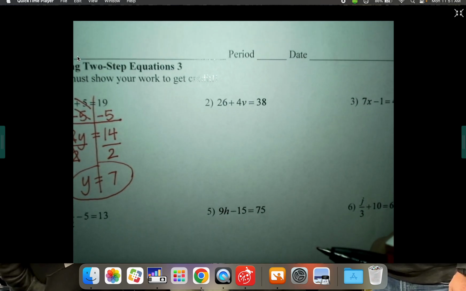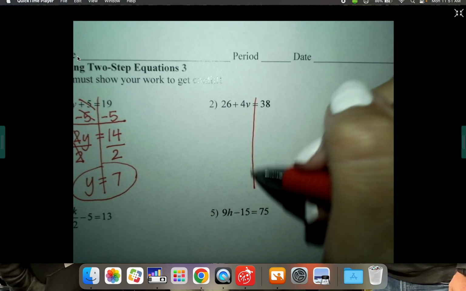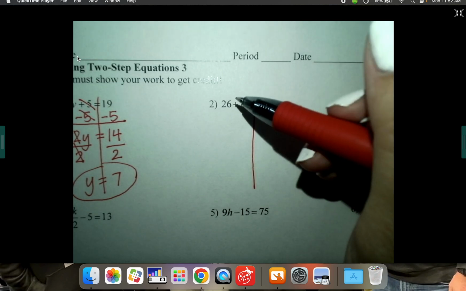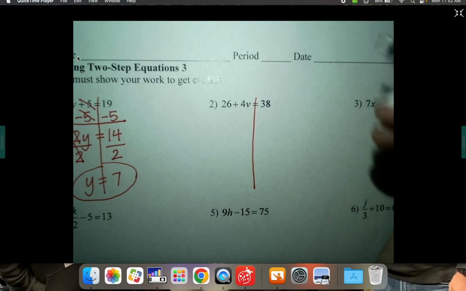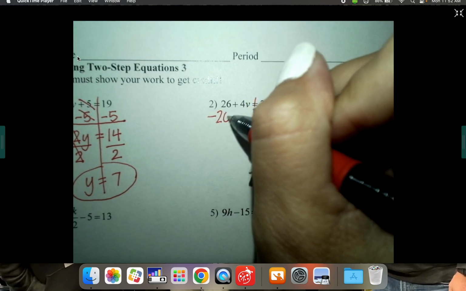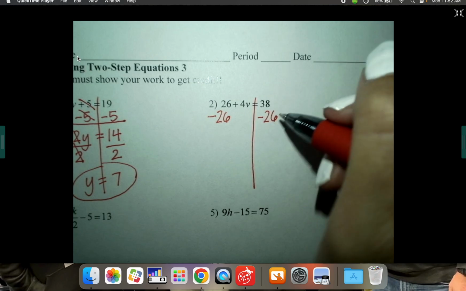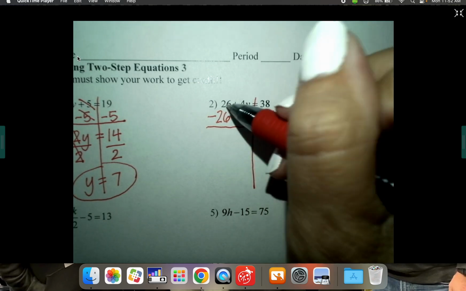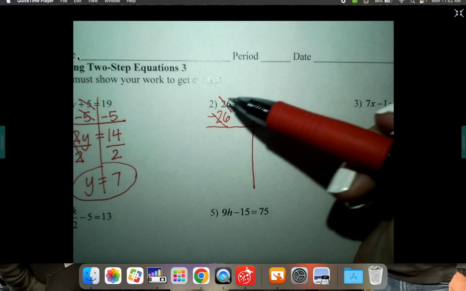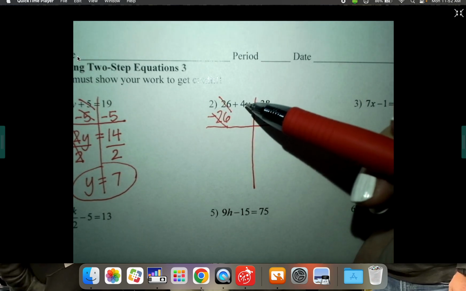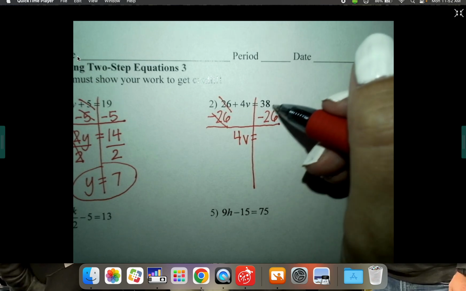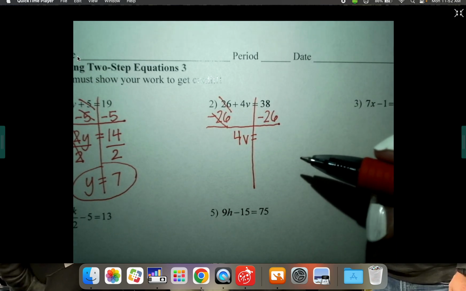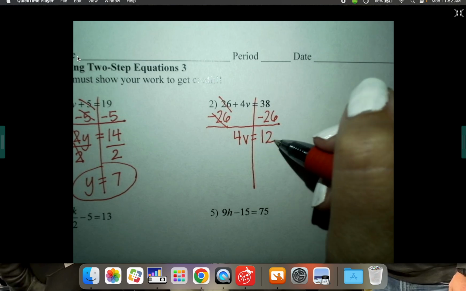Number 2, you are going to keep the coefficient and variable together and get rid of the positive 26. The only way to make it to be 0 is by subtracting 26. And what you do to one side, you're going to do to the other. Cancel, cancel, because 26 minus 26 is 0. Bring down your 4v. 38 minus 26, use your calculator, I believe that is 12.